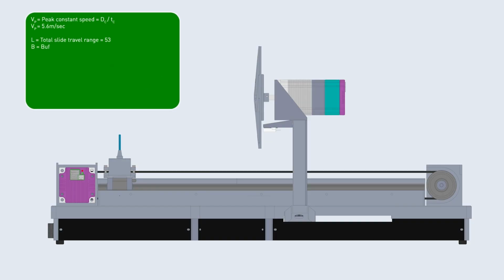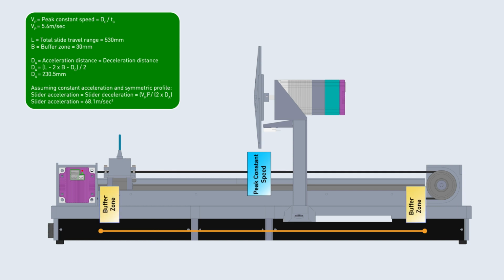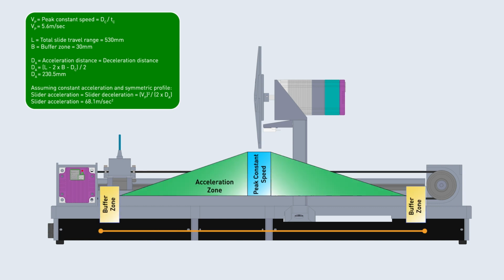With that information, we can do a simple calculation to determine the peak constant speed. By adjusting for the constant speed zone and end of travel buffer zones, we can calculate the distance available for acceleration and deceleration using a trapezoidal profile. We then calculate the required acceleration using standard equations of motion.